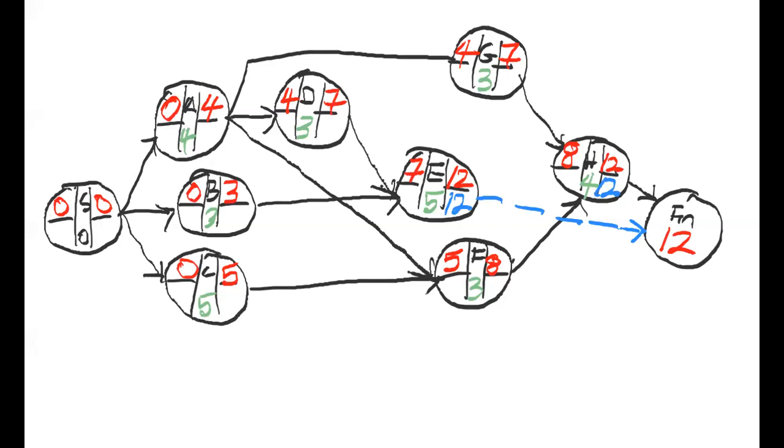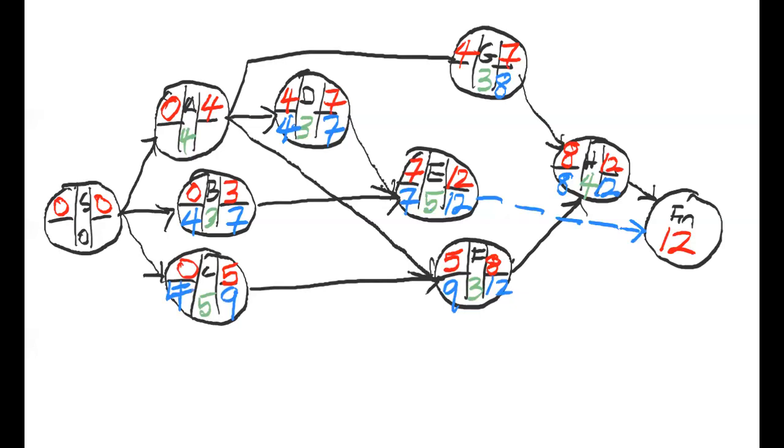So from H you go to F with that 12. So 12 minus 3 is 9. From H, you go to G, and you will take 8, because 12 minus 4 is 8, so you take that 8, right? Now, when you come to E, 12 minus 5 is 7, good? So you go to D with that 7. 7 minus 3 is 4. You come to B with your 7. Good. 7 minus 3 is 4. You come to C with your 9. 9 minus 5 is 4.